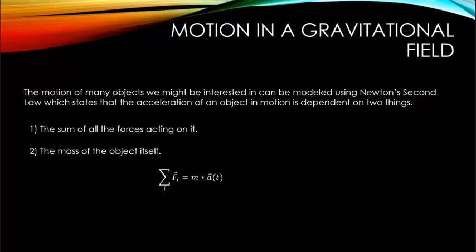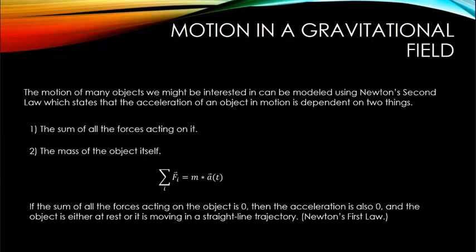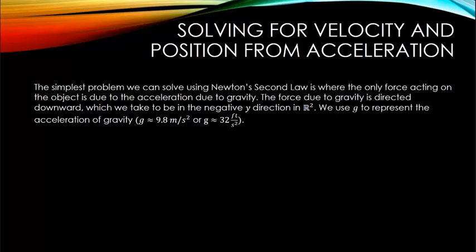I can write Newton's second law as the sum over i of the forces acting on the object, which is equal to the mass of the object times the acceleration vector with respect to the parameter t. If the sum of all the forces acting on the object is zero, then the acceleration will also be zero, and the object will either be at rest or moving along a straight line trajectory, and this is Newton's first law. The simplest problems that we can solve using Newton's second law are where the only force acting on the object happens to be the force due to gravity.